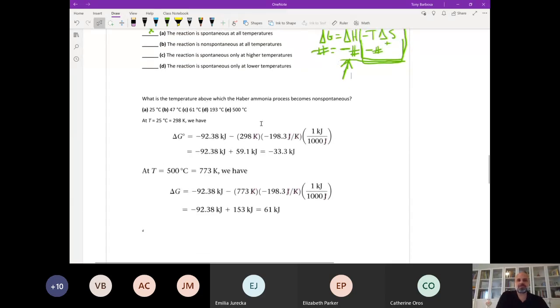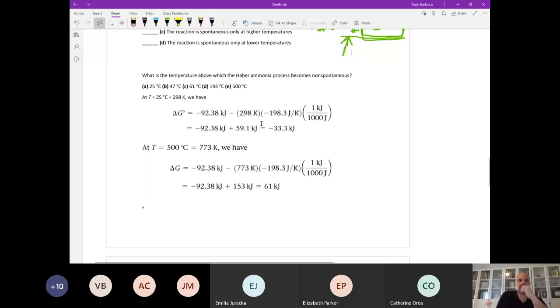It says, what is the temperature above which the Haber ammonia process becomes non-spontaneous? These are the two problems that we did earlier, right? Earlier, we ran it at 25 degrees Celsius and at 500 degrees Celsius, and we calculated the delta G at each of these conditions. The delta G naught and the delta G, this is not a naught, but the other delta G, are for the two temperatures. So the question is, above what temperature does the Haber process become non-spontaneous? How would we figure that out?